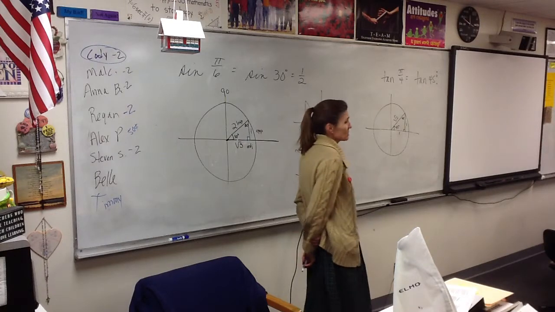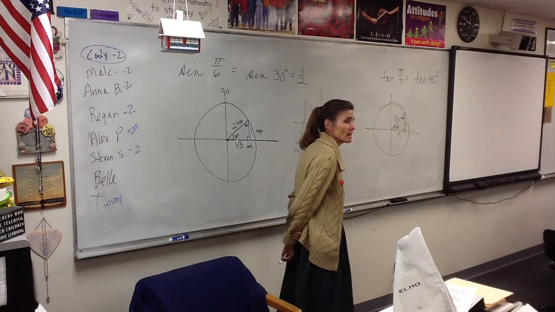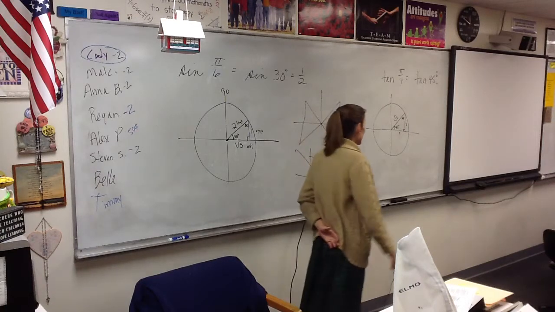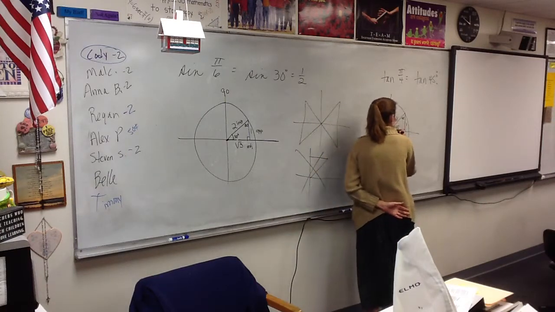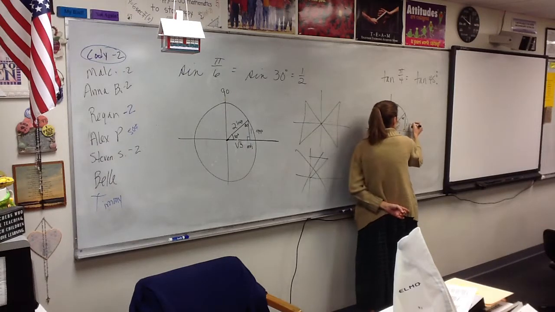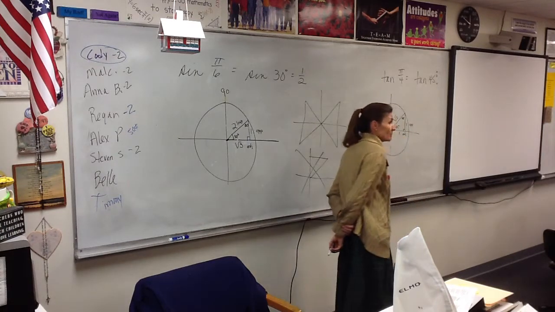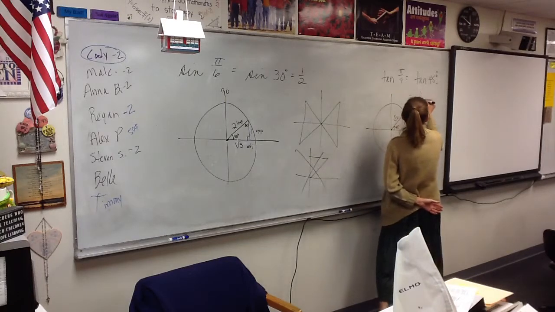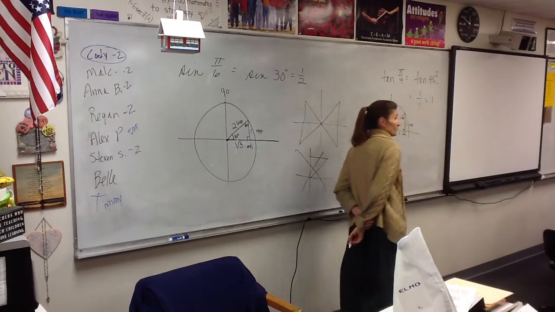Now, we want the tangent. To do tangent, we have to know opposite over adjacent. So remember, this is the angle right here, always at the origin. Always, always, always the angle at the origin. So this would be the opposite, and this would be the adjacent. Would you agree with me? So what's the answer to the question? It's 1 over 1, which is 1.